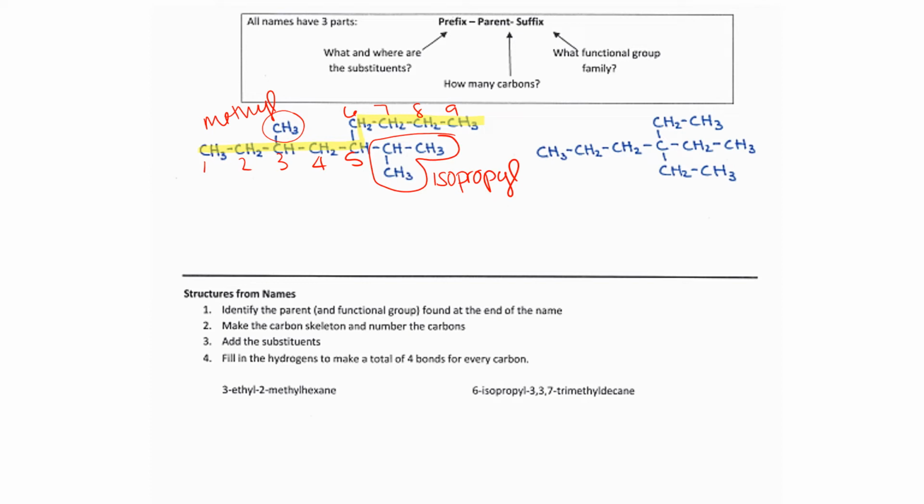So I write 5-isopropyl. And then my next substituent, 3-methyl. And then we're 9 carbons long, so that's the non, and it's an alkane, so that's the nonane name.